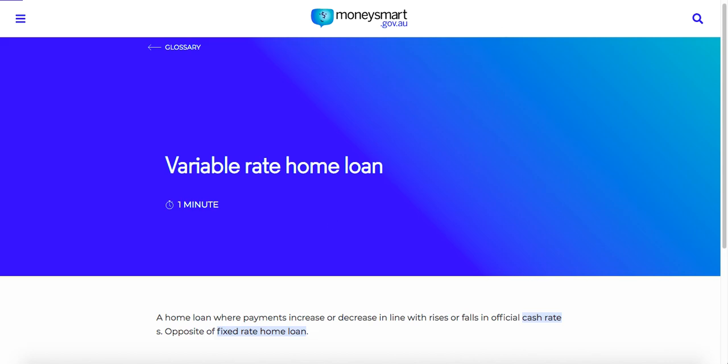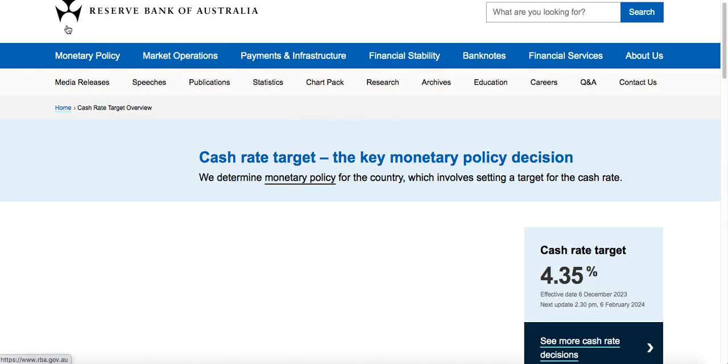Just as an example, I'll jump over to the Reserve Bank of Australia, the RBA website, to show you what the current cash rate is. The cash rate is currently 4.35%, and putting it as simply as possible, the cash rate is the interest rate that the banks pay to borrow money. So when you see the cash rate, that's not what you're going to pay on your loan if you have a variable rate home loan. That is the interest rate that the banks pay to borrow money.